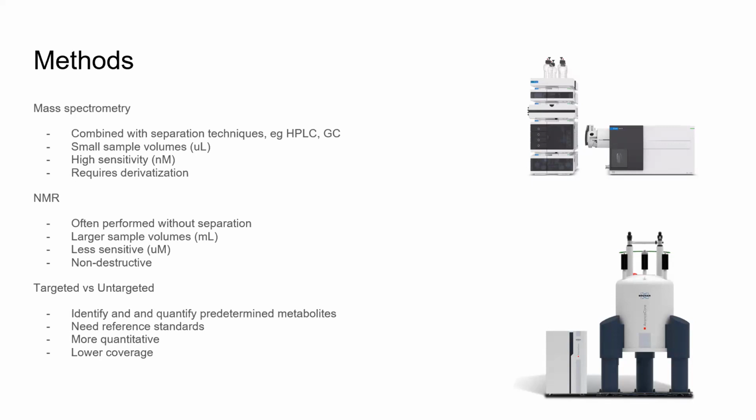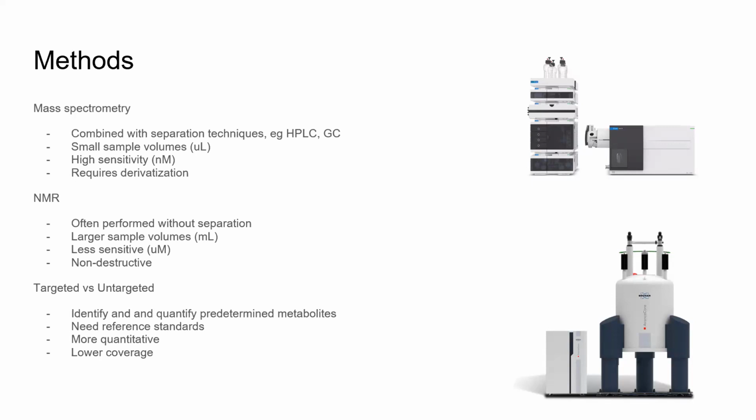Mass spectrometry is often combined with various chromatographic techniques, HPLC, gas chromatography. It has some advantages, such as using small sample volumes, and it has high sensitivity. And often molecules need to be derivatized to be properly detected by mass spec, or separated by HPLC or GC.